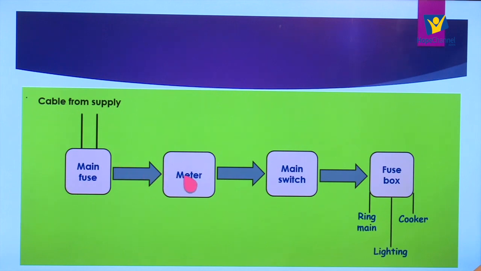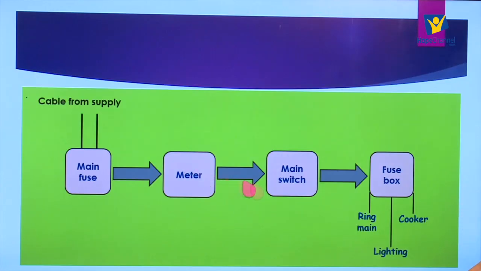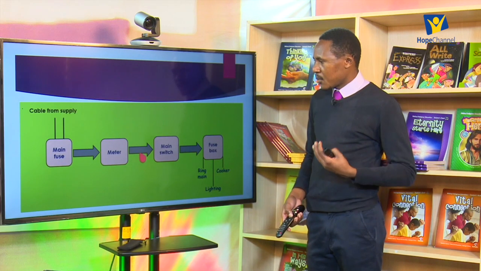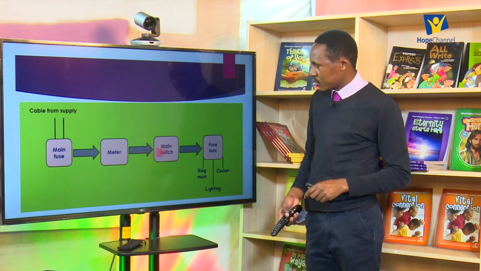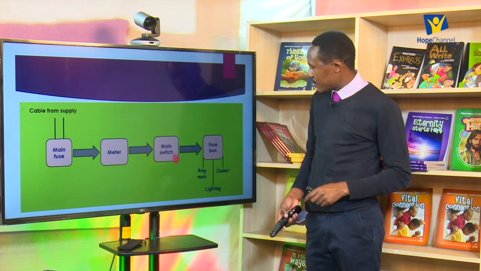Then after the main fuse, we have a meter, the joule meter, and the purpose of that one is to register the consumption, to record what is being consumed in that house. Then we have the main switch. This one is used to cut off the supply when we are doing a repair. There is no problem; you want to do something, and so you decide to switch off. So we do it at the main switch.